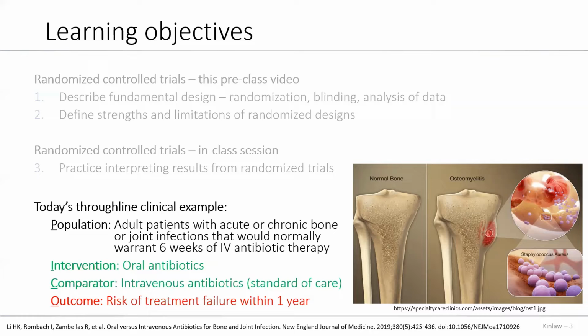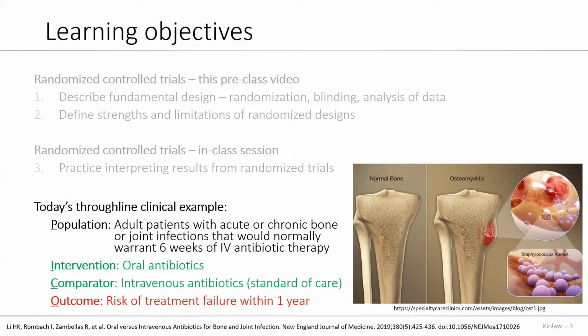For this example, here's our PICO. We're interested in a population of patients who have a serious, acute or chronic bone or joint infection, and who under normal circumstances would be treated with approximately 6 weeks of intravenous antibiotic therapy. This is a topic that's near and dear to me, as much of my work focuses on osteomyelitis and diabetic foot infection, which is a type of infection that primarily affects bone marrow and leads to extremely painful swelling and very serious downstream effects on patients.